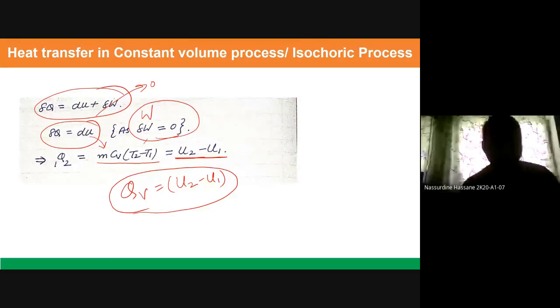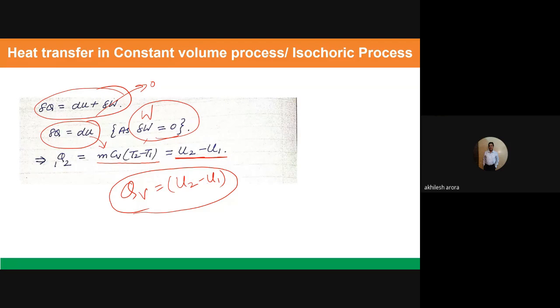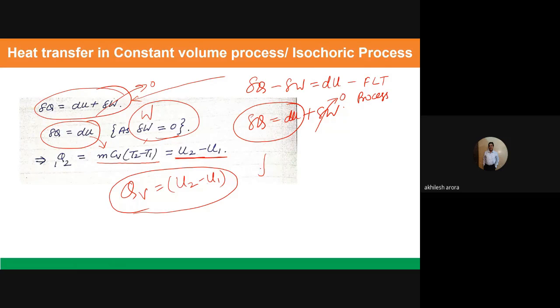We can write dU equal to heat plus work. See, this is the first law equation: delta Q minus delta W is equal to dU. This is the first law of thermodynamics for a process. From this equation I can get delta Q is equal to dU plus delta W. Because in a constant volume process delta W is 0, we are left with this particular equation. When I integrate, delta Q from 1 to 2 equal to dU from 1 to 2, I will get Q1 to 2 is equal to mCV (T2 minus T1), because dU can be written as mCV dT. Is it clear?